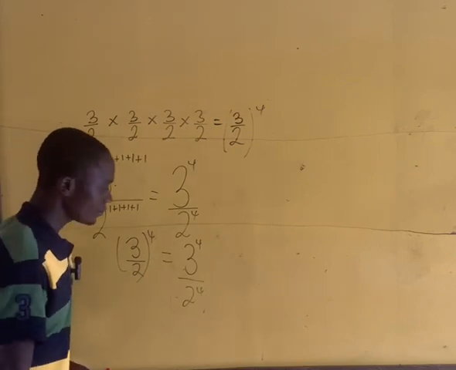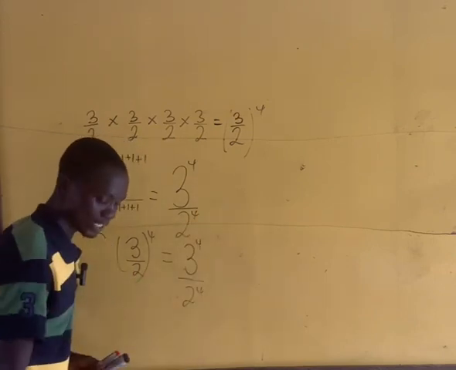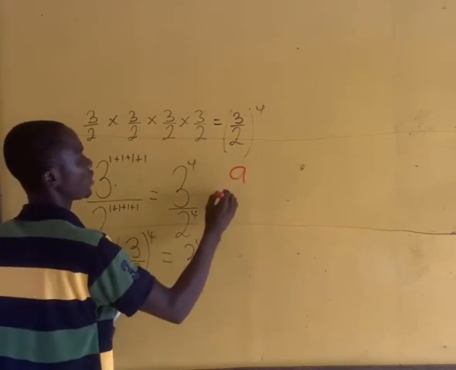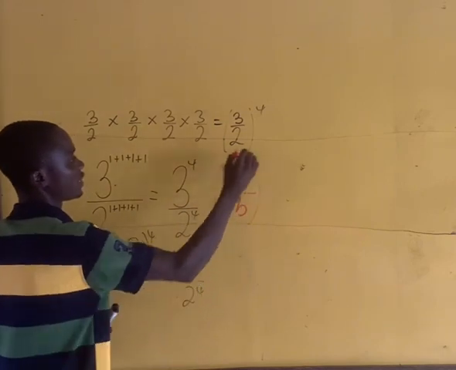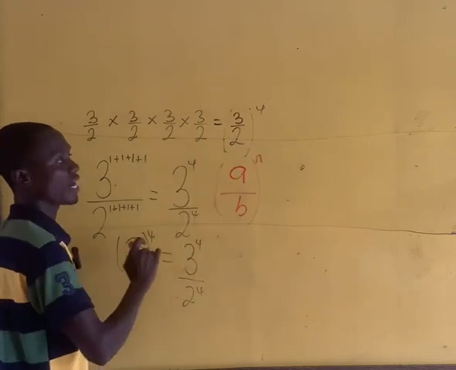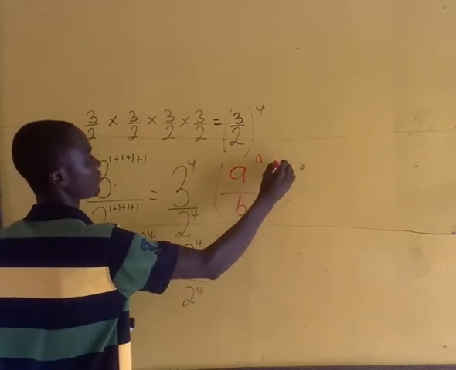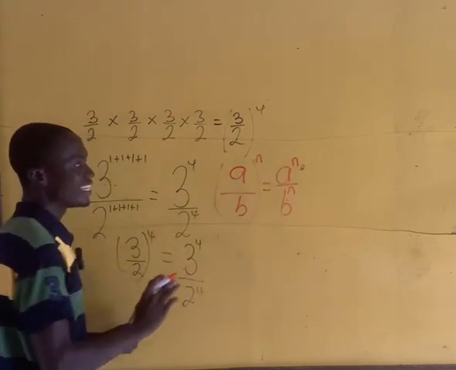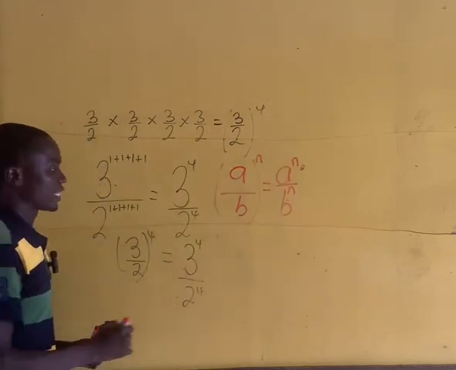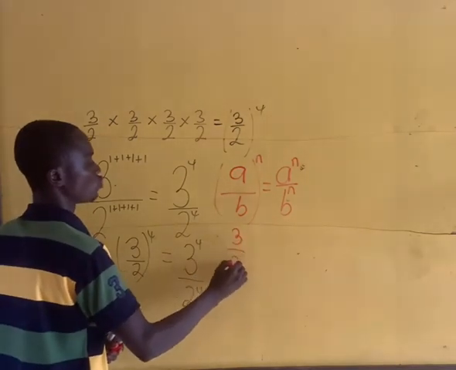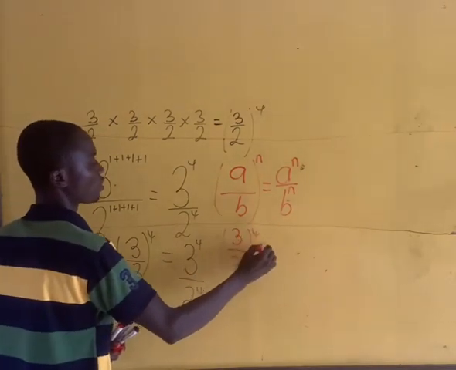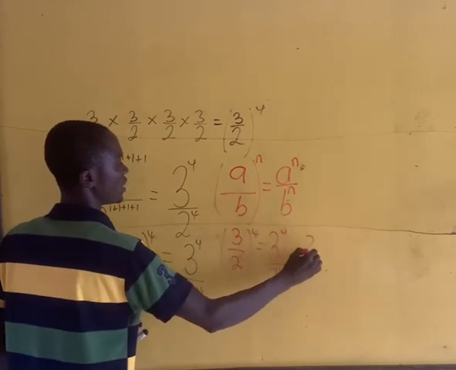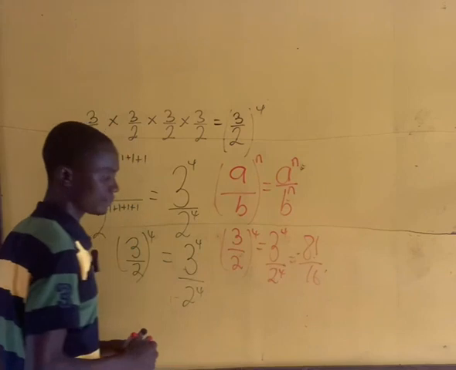Wow. I hope you are enjoying it. And it's quite amazing. So we can say that if I have A on B, always the power N, then I have A power N divided by B power N in a very simple way. So for instance, if I have 3 on 2 power 4, this gives 3 power 4 divided by 2 power 4, which is 81 divided by 16.